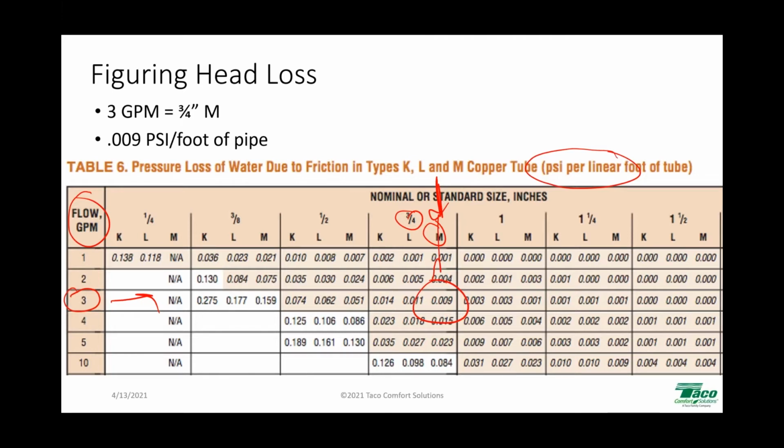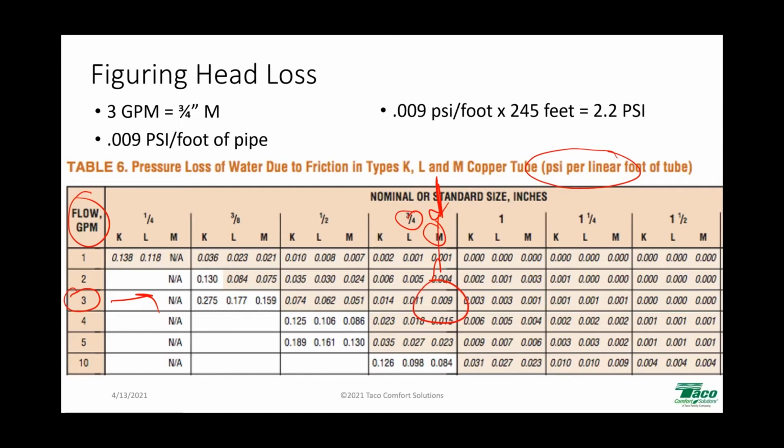All right. Now, what am I going to do with that? Well, I've got 245 feet of equivalent length, right? So I'm going to multiply 0.009 PSI per foot of pipe times my total feet of pipe, which is 245 feet. And that will give me the PSI pressure loss at 3 gallons a minute through that circuit. And that's going to come out to 2.2 PSI. So if I had gauges on the inlet and outlet side here, and I was pumping at 3 gallons a minute, the outlet gauge would read one number, the inlet gauge would read 2.2 PSI lower. All right, that's kind of how that works.